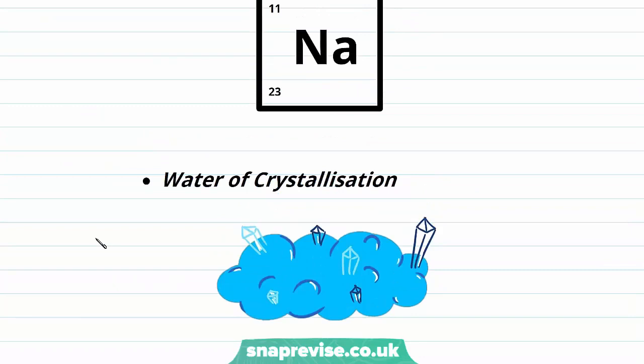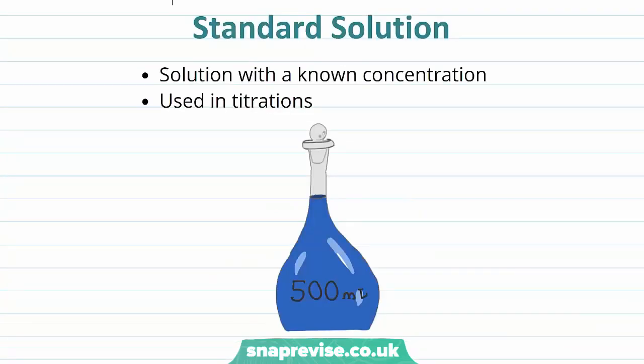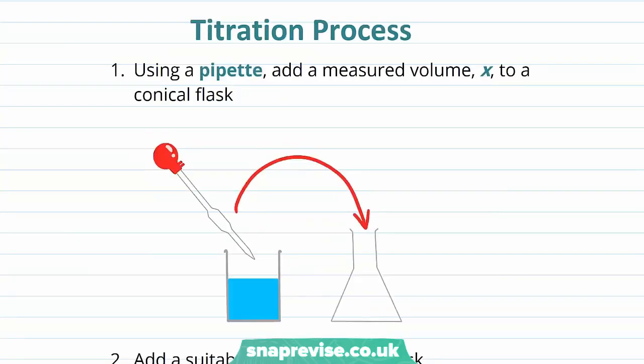So before we have a look at the titration process, let's have a look at what we use. We use something called a standard solution. This is a solution with a known concentration and is used in our titrations. We'll take a closer look at the method used in making a standard solution in a later part of this video. Let's first of all take a brief look at the titration process.